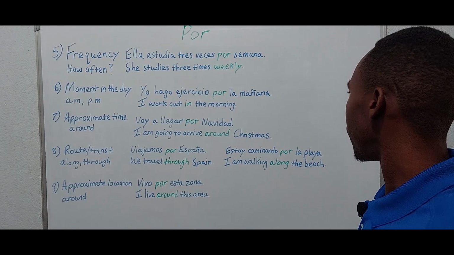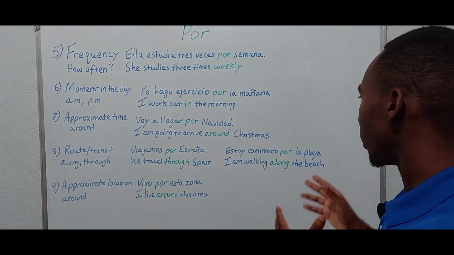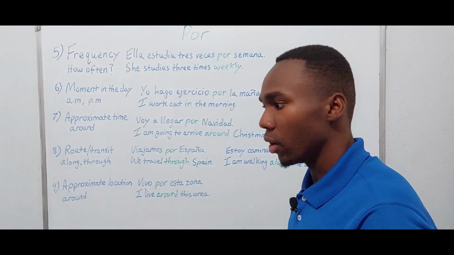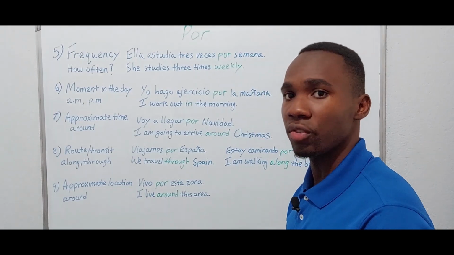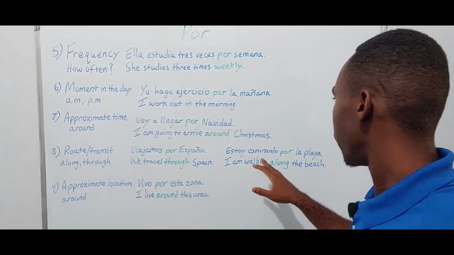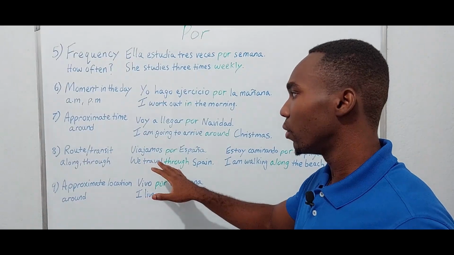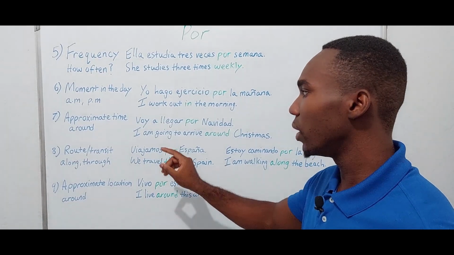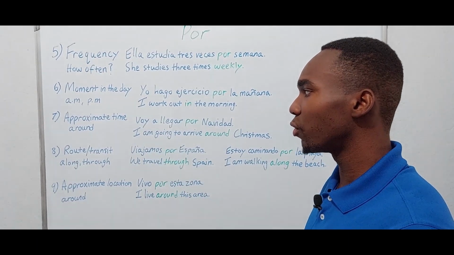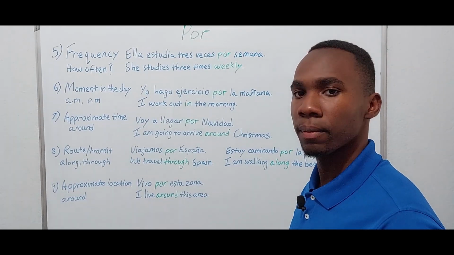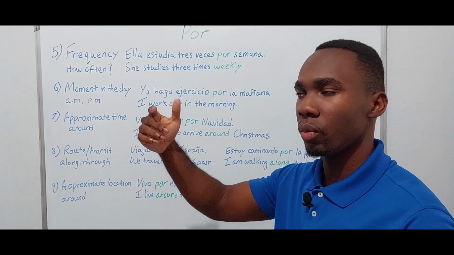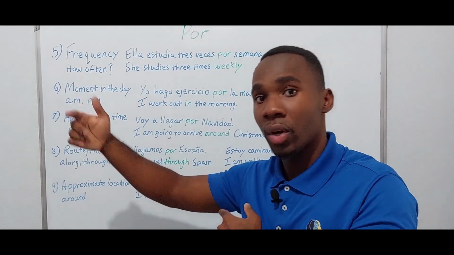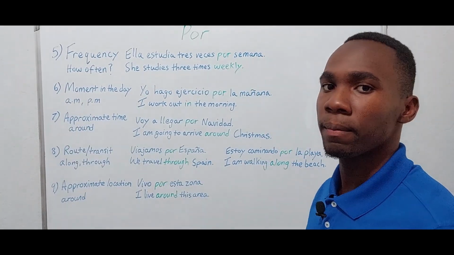Estoy caminando por la playa. So I am walking along the beach. So this is where I am right now. I'm walking along the sand on the beach. Walking on the sand along the beach, right? So this would represent where I am passing, my passage, right? So this is what por is used for. It's going to be used for a route, a passage, or a transit. When we want to mention where we are in relation to somewhere else, we would use por for that. Okay?